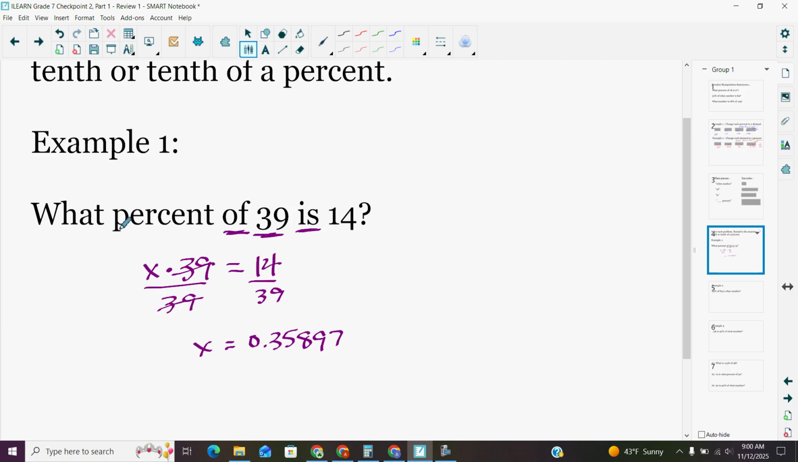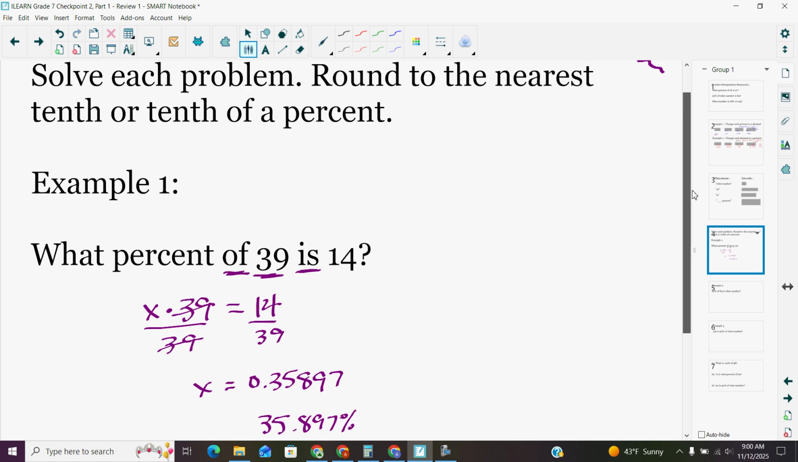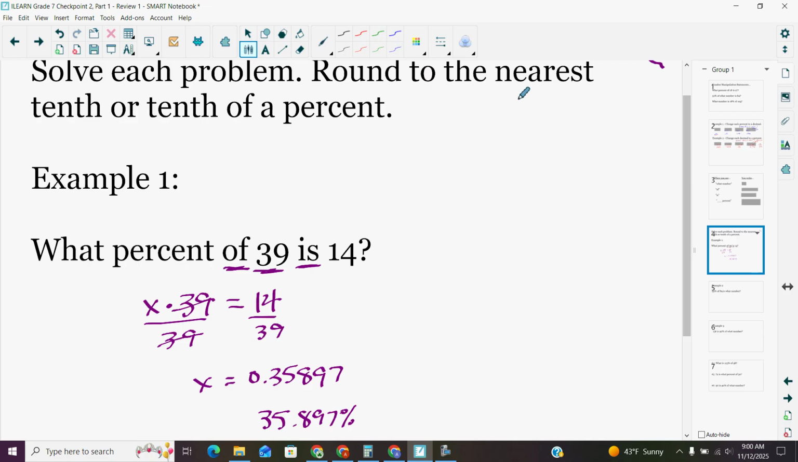It wants a percent. We wrote it as a decimal here. We can change from a decimal to a percent. We just reviewed how to do that by moving the decimal point 2 places to the right. So I get 35.897%. And then it tells us to round to the nearest tenth, or in this case, tenth of a percent. So tenth is one place after the decimal point. That 8 needs to be bumped up to a 9, 35.9%.